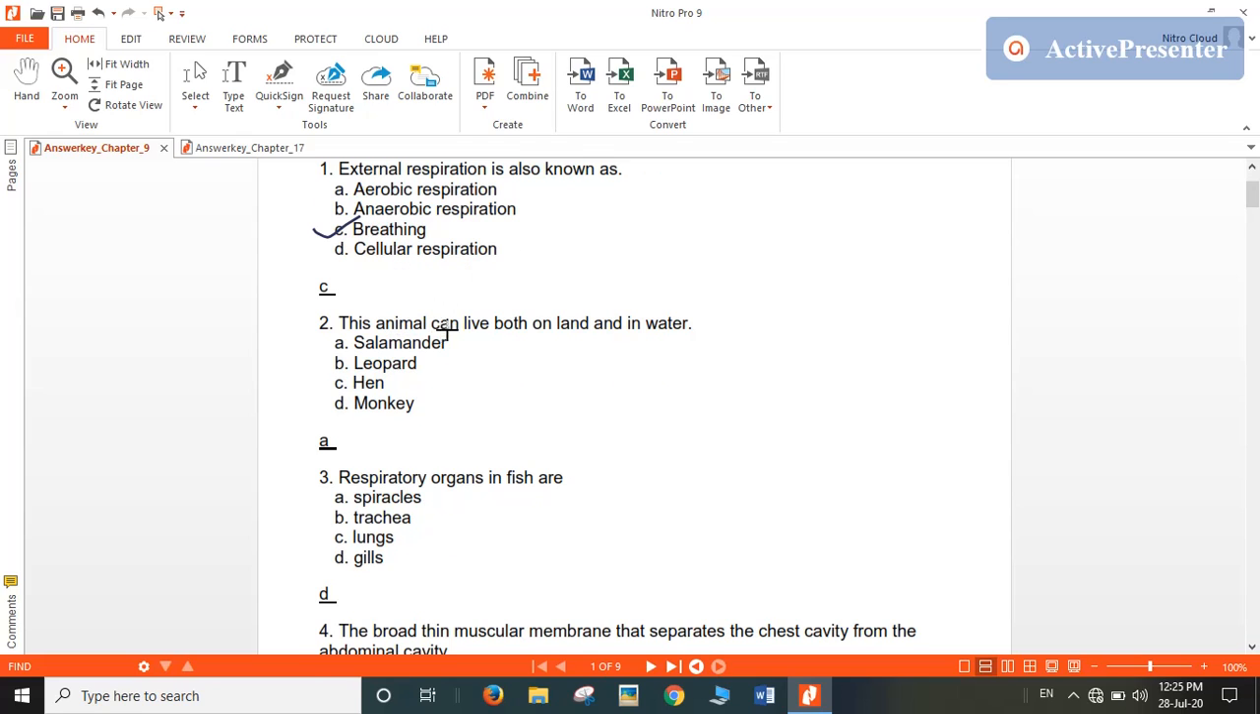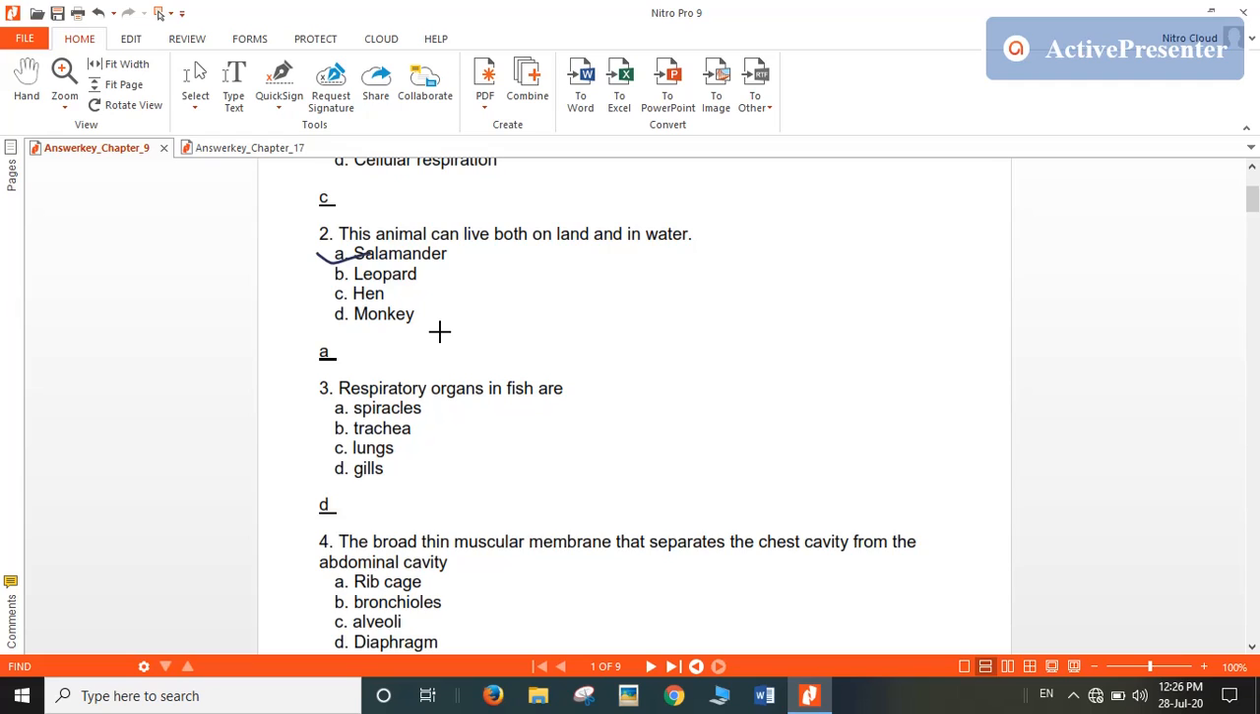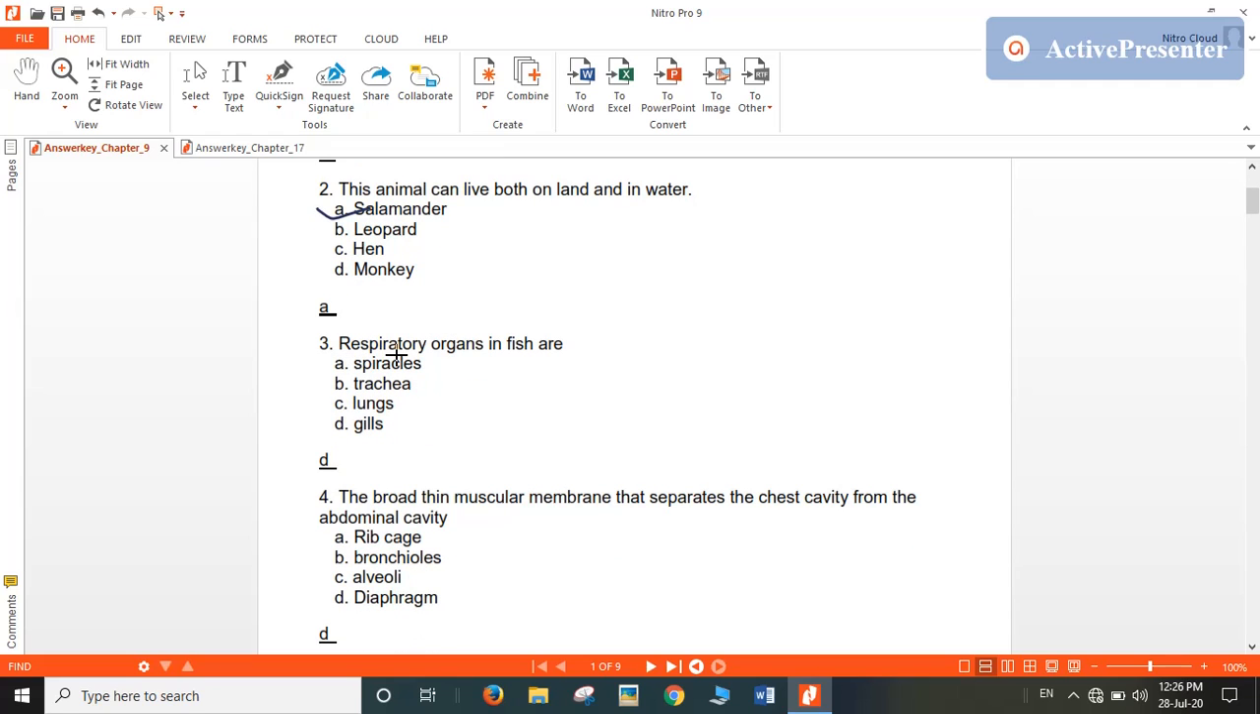This animal can live both on land and water. Those animals who live on land and water are called salamander. The salamander is the kind of animal which can live on land and water both. The third: respiratory organs in fish are gills. So D would be the answer.